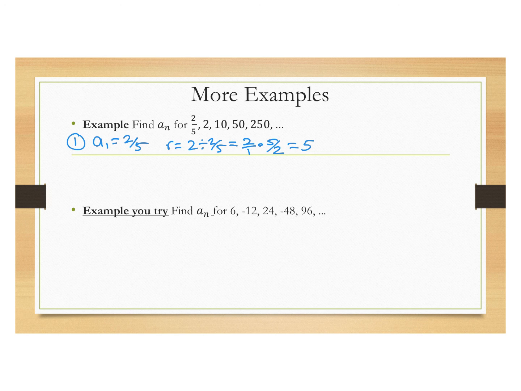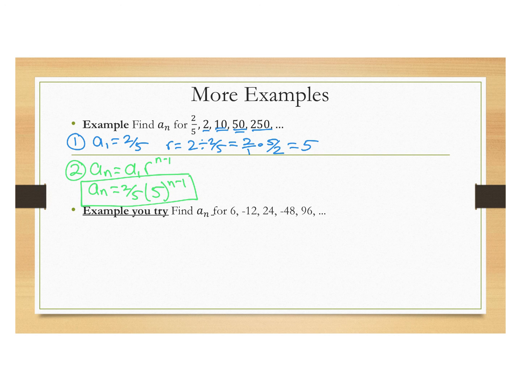And that is illustrated if we took 10 divided by 2, we would get 5. 50 divided by 10, we would get 5. 250 divided by 50, we would get 5. Okay. So then our next step is to just write the rule for the nth term. A sub n equals our first term times the common ratio to the n minus 1 power. Or in this case, a sub n equals 2/5 times 5 to the n minus 1 power.